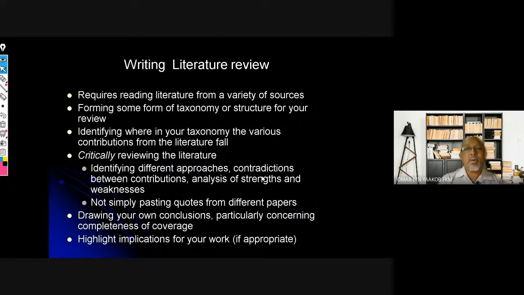Okay. So in order to do that, it's required that you read literature from a variety of sources. And then when you want to write, we need to form a taxonomy or structure to the review. We identify where the various contributions of literature fall. Later we'll see an example. And then we review the literature critically, identifying different approaches and so on, and draw your own conclusion, particularly concerning completeness or coverage, and highlight implications for your work.